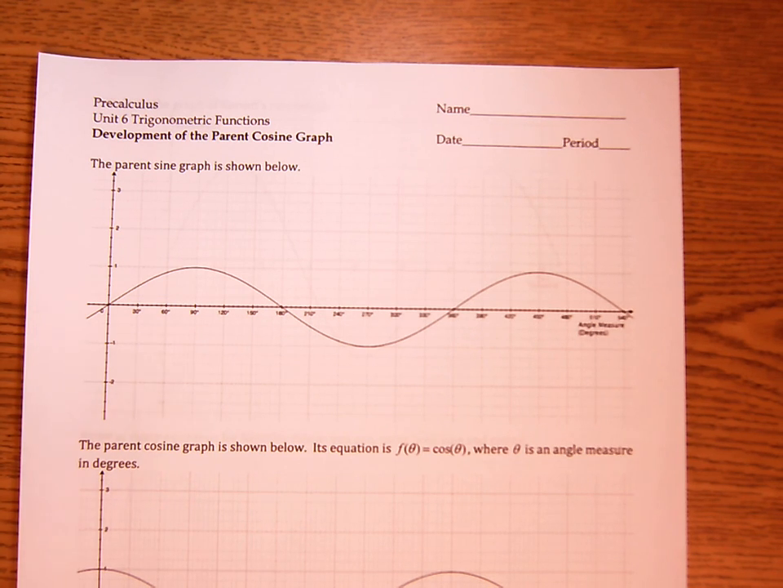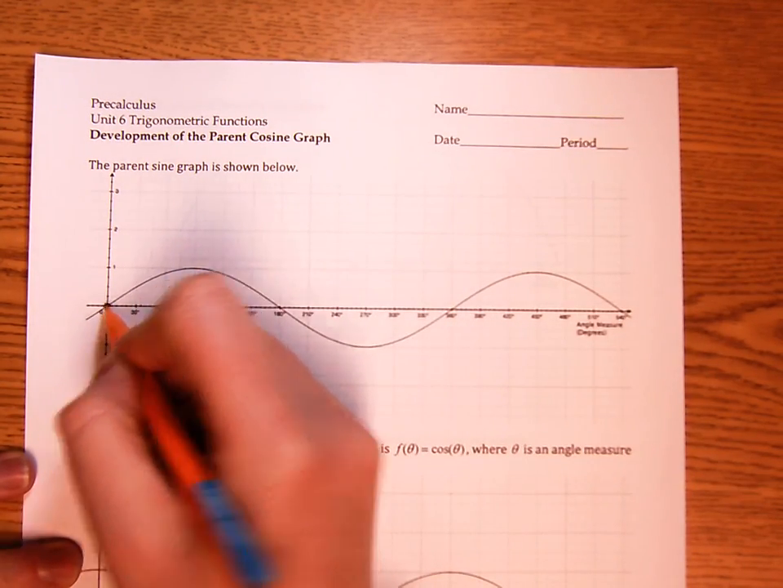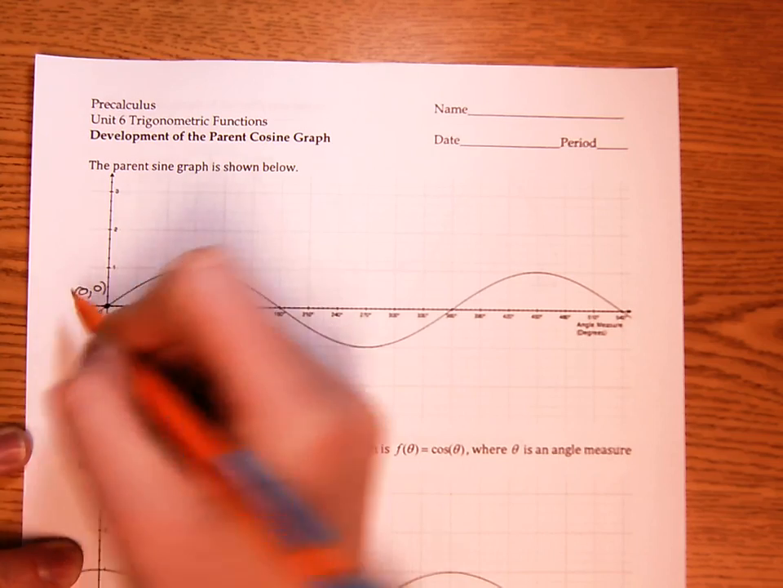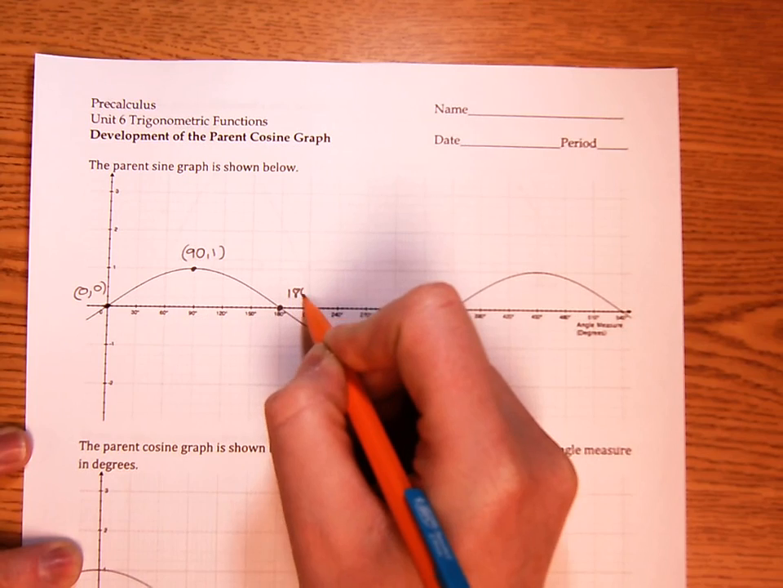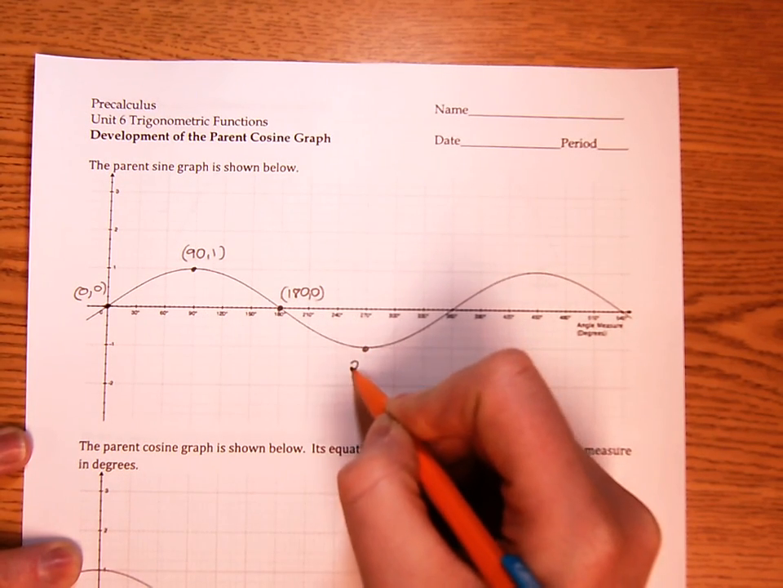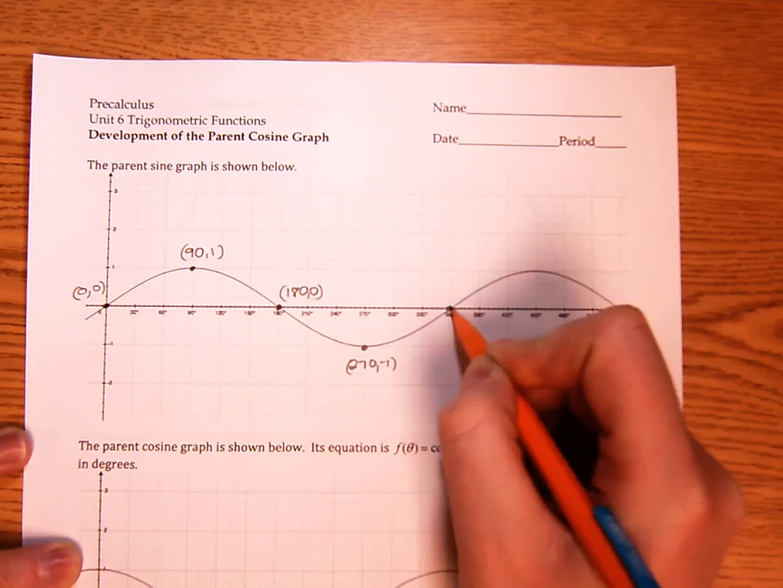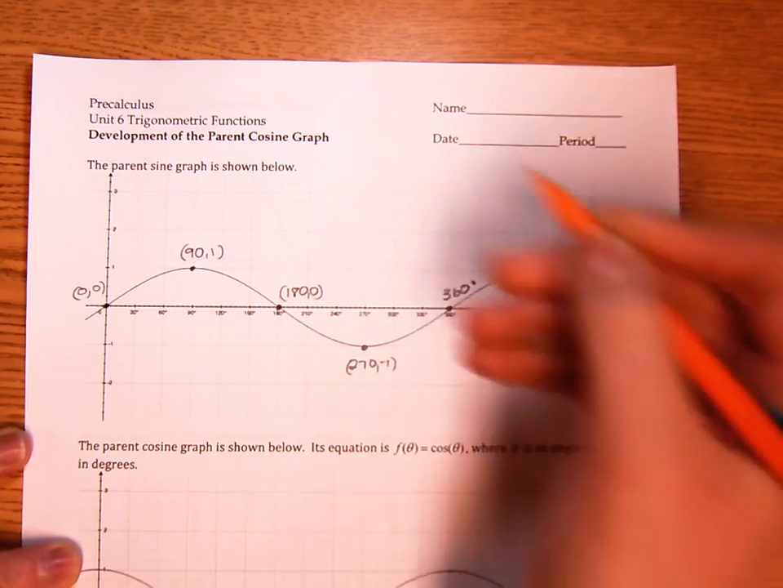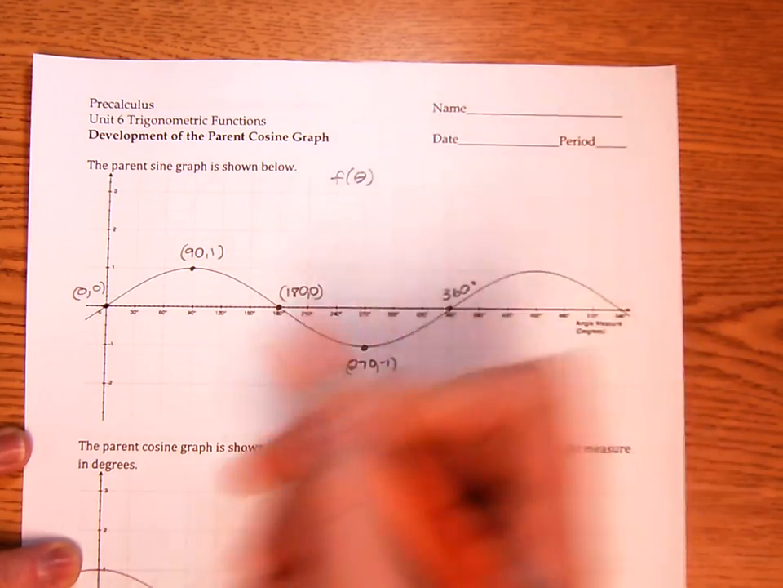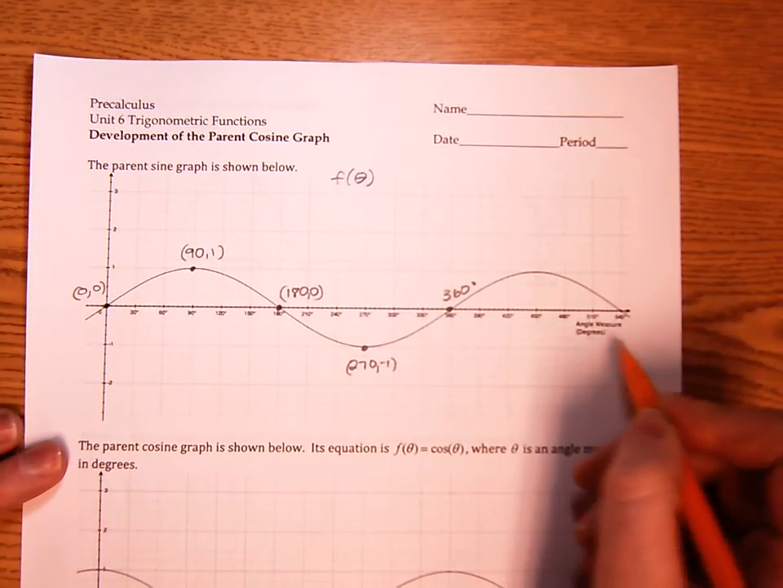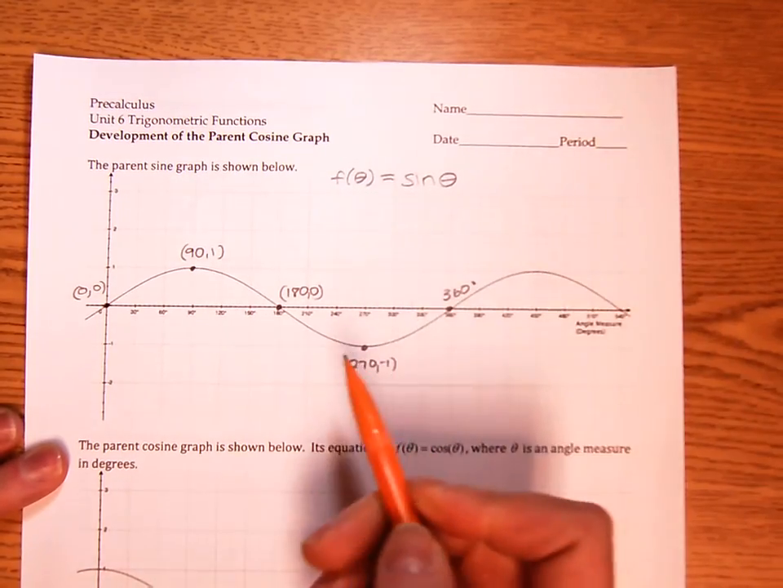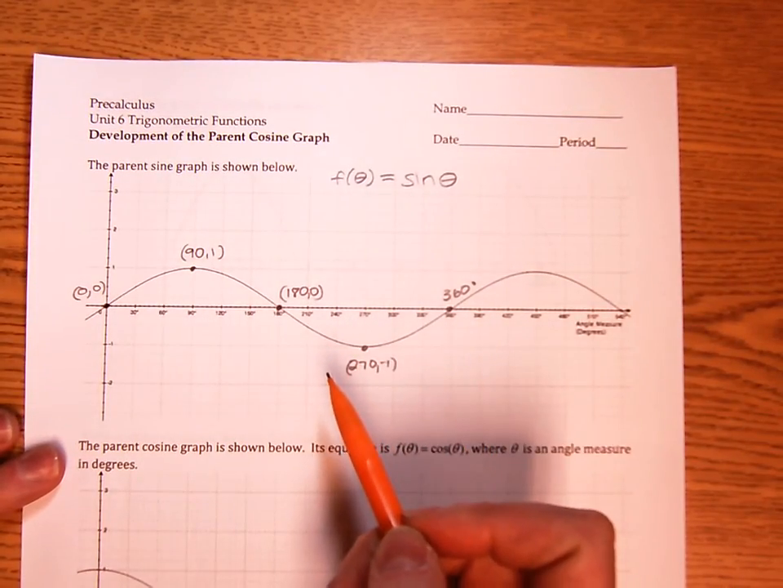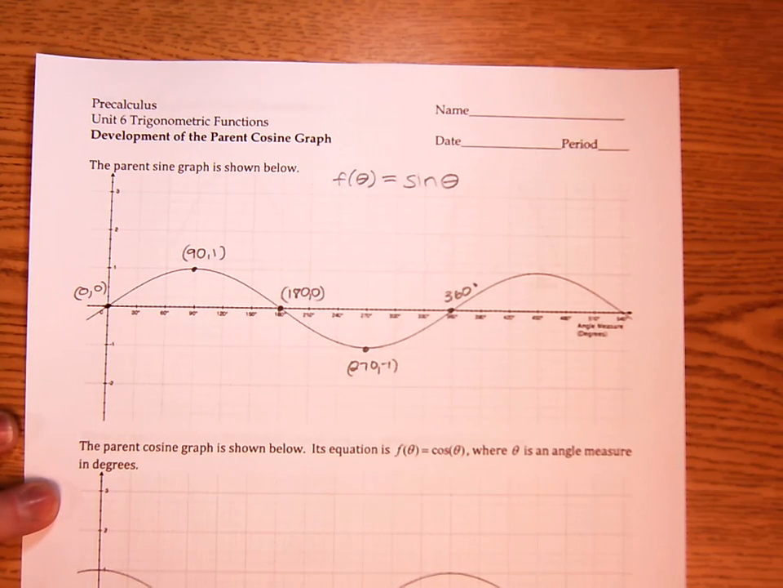So if you recall from yesterday, here's the parent sine graph shown below. You should remember that for a parent sine function, the 5 key points are (0, 0), (90, 1), (180, 0), (270, -1), and (360, 0). And we talked about that the function is just f of theta in this case, since our horizontal axis is angle measure in degrees, and it ended up just being sine of theta. Our A value was 1, our B value was 1, and our C and D values were 0. And we'll get more into that in a little bit.